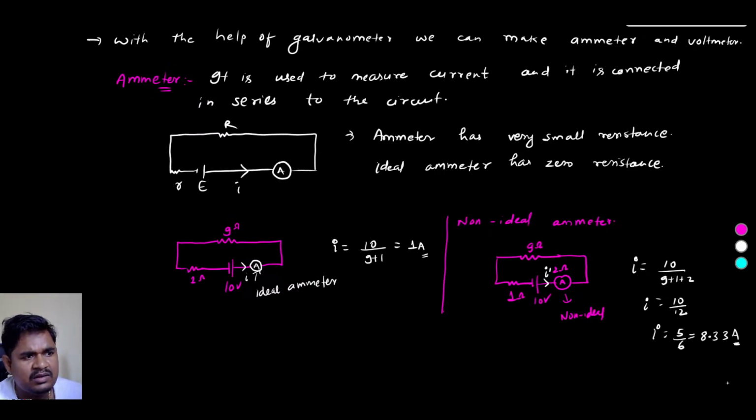the actual current that has to be measured using the ammeter. So an ideal ammeter has zero resistance and a non-ideal ammeter has resistance, and because of that we can see that the current value has decreased. That's why when we are going to make an ammeter, we must make sure that its resistance is either zero, which is practically not possible, so we will make the ammeter in such a way that its resistance must be smaller. Okay, this is clear, everybody?